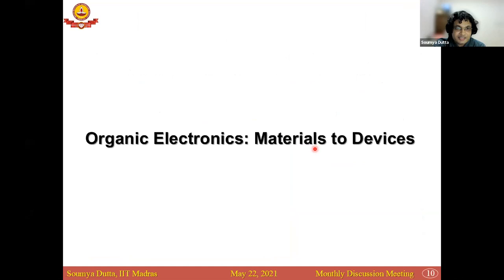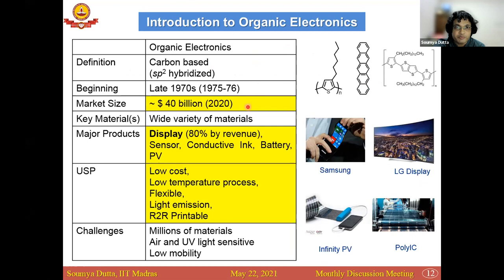Okay, let's come to the main topic, which is organic electronics, my core area of research. So how do we come from material to devices? Let me show you some of these things. It's actually very promising at this moment. If you look at the market size, normally many materials are around, but only some of these materials have really meaningful research that can be done.